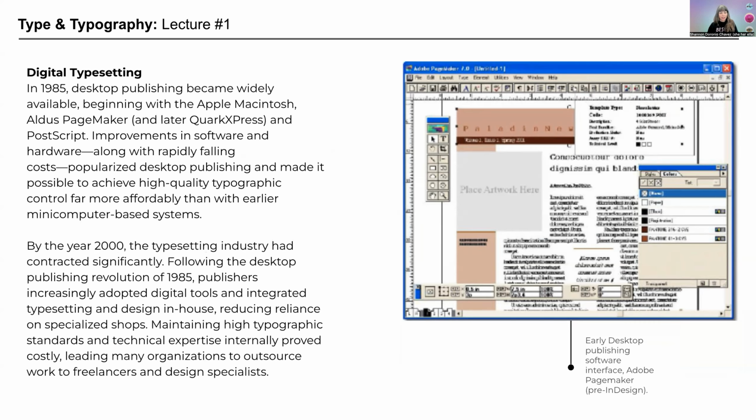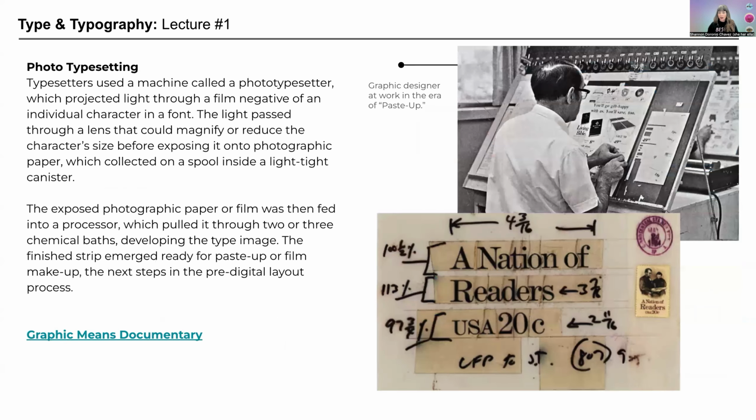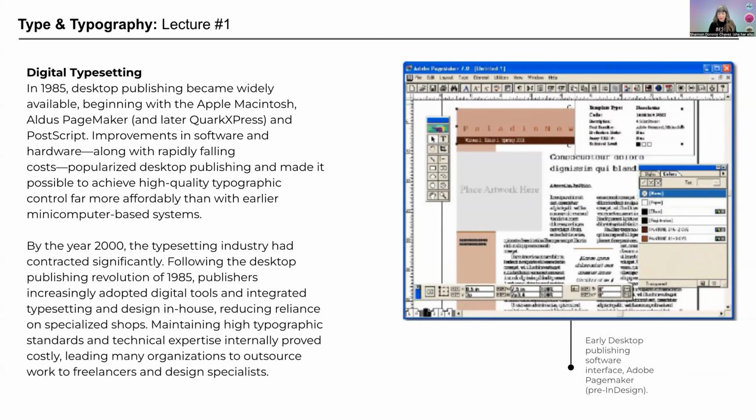So moving things in-house reduced reliance on specialized shops, and then eventually maintaining high typographic standards and technical expertise internally proved costly, right? So they're always looking to save some money, always looking to cut some corners. So what contracted from an outside service of typesetting and then moved inside and became typesetters working alongside the rest of the graphic design team eventually led to organizations outsourcing this work to freelance designers and specialists who could afford to have this technology at home or in their own office.